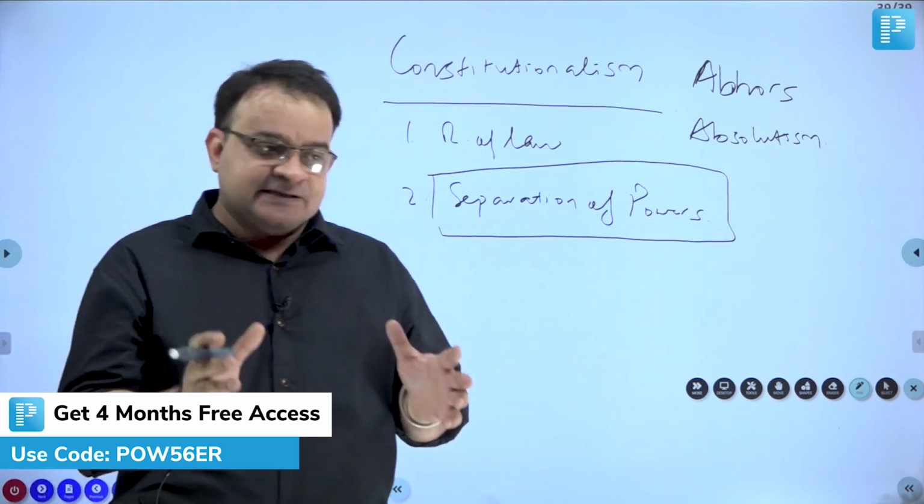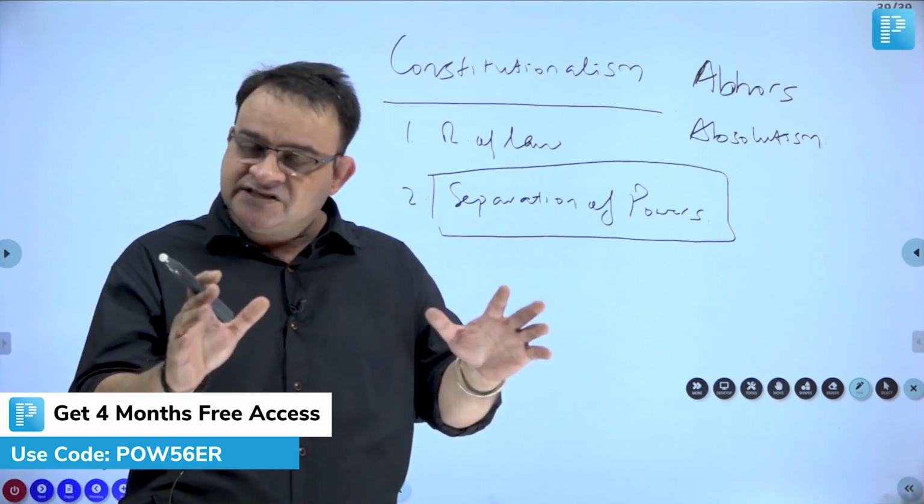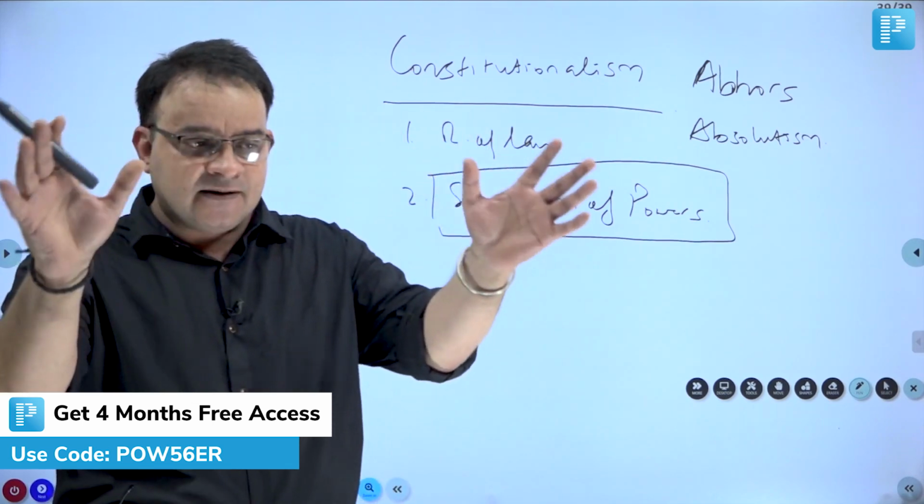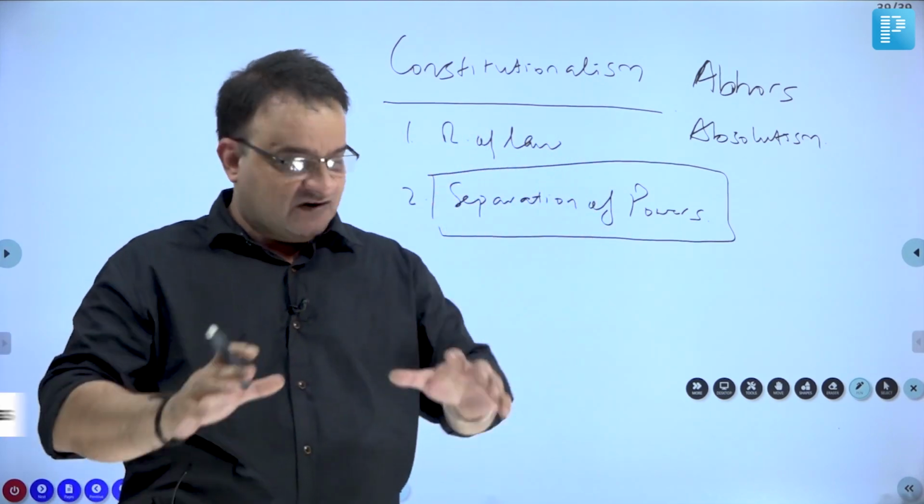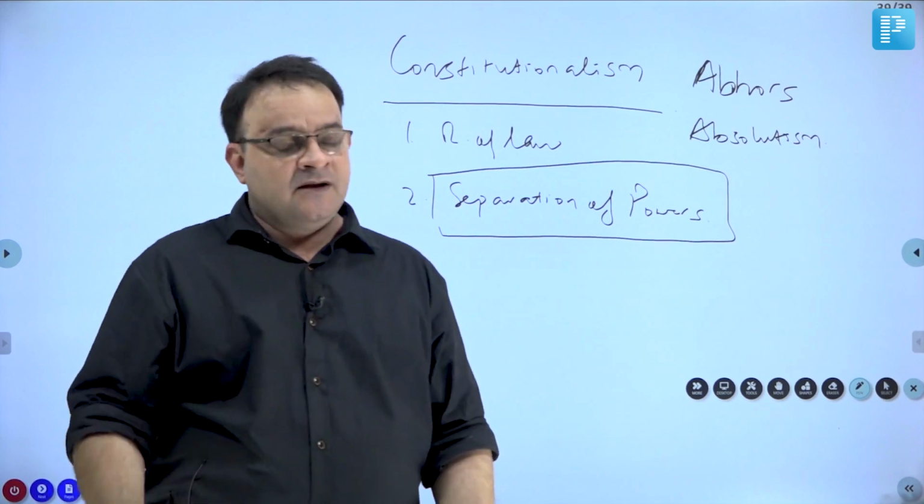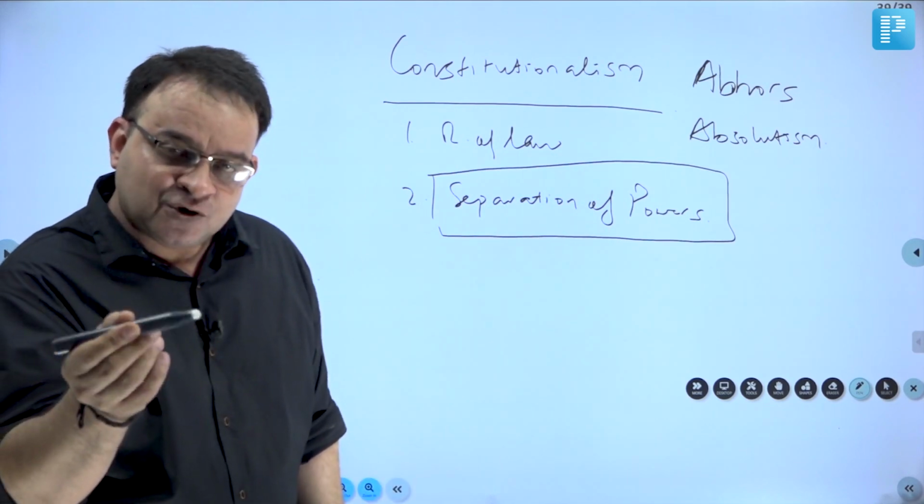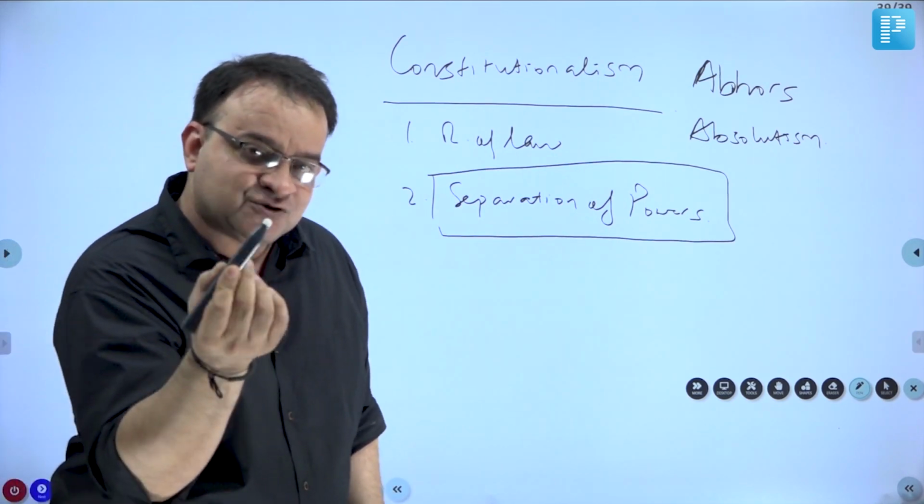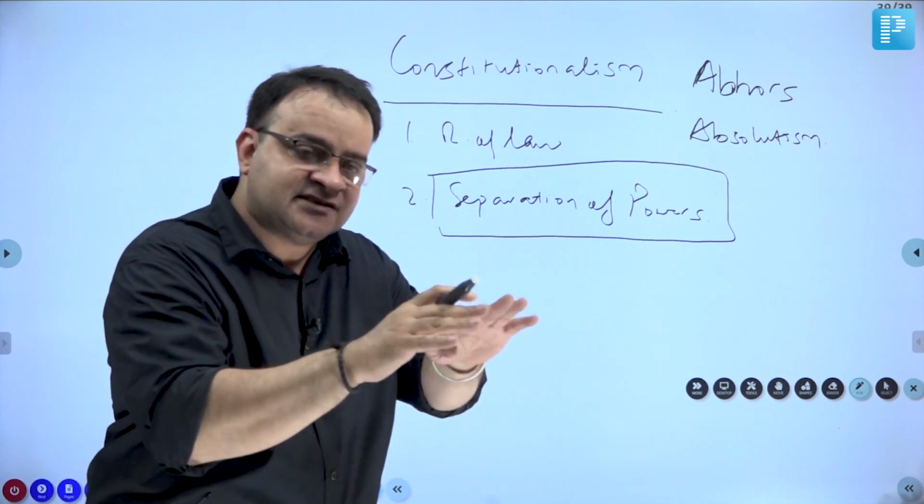One way to check it, one way to reduce the absolute power of the state, is that whatever are the institutions in the state, whatever people are a part of the state, the powers of the state should not be concentrated in one institution or one person. They should be divided amongst separate institutions.